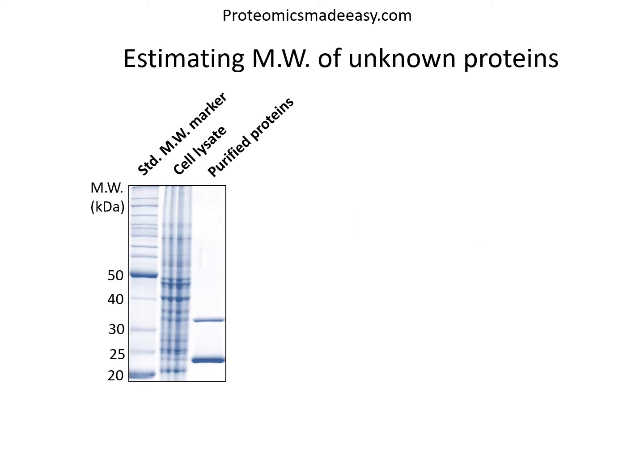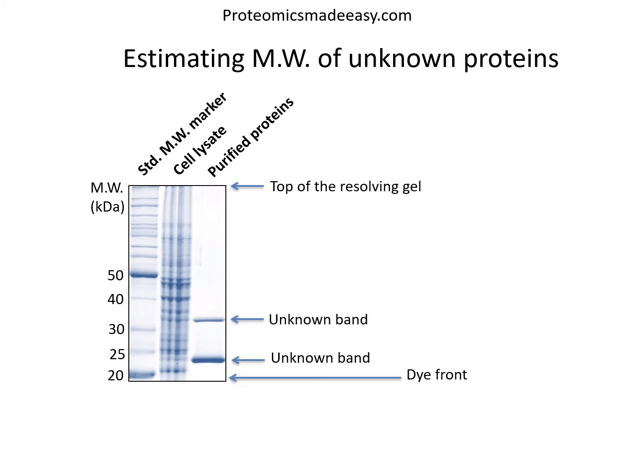Now let's see how we can estimate the molecular weight of protein separated onto the SDS-PAGE gel. Because the principle of this technique is the separation of proteins based on size differences, by running calibration proteins of known molecular weight on the same gel run as your unknown protein, the molecular weight of the unknown protein can be determined. Here you can see the top of the resolving gel, the dye front and unknown protein bands.